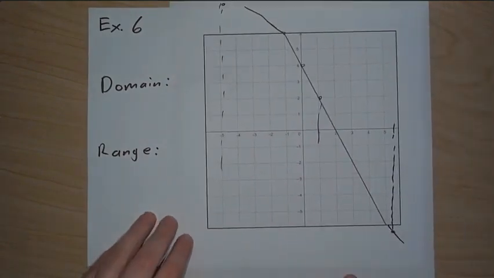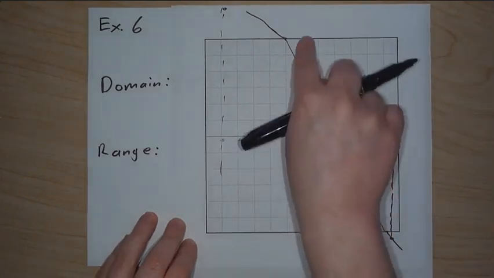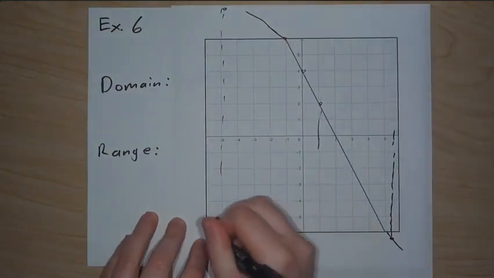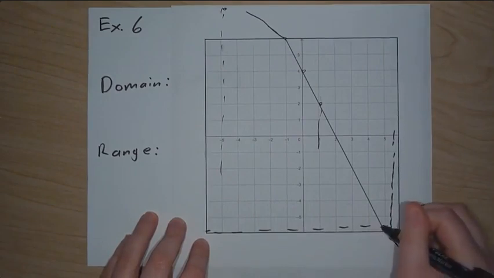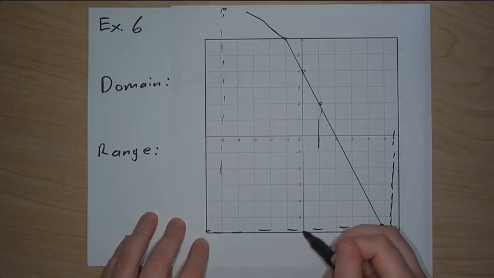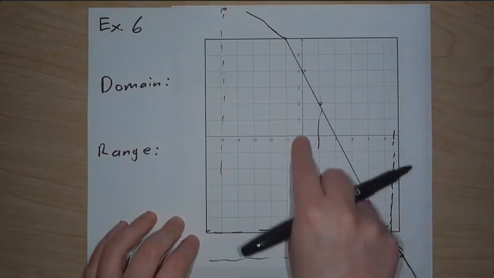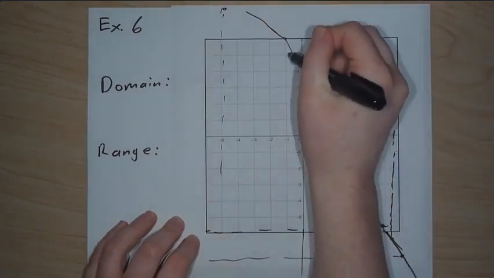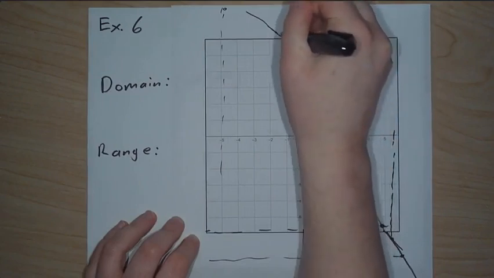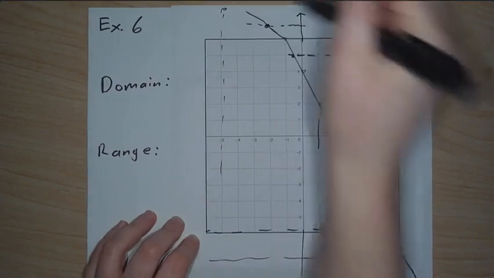Now for our range, we're going to look at our y values. So going from bottom to top, we're going to draw horizontal lines. It will touch the line here. We know that this line will continue on forever, so for every y value down here, it'll eventually touch the line. Same for every y value up here, it'll eventually touch the line. And if we go all the way up here, it'll eventually touch the line.